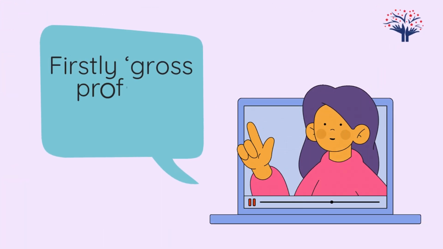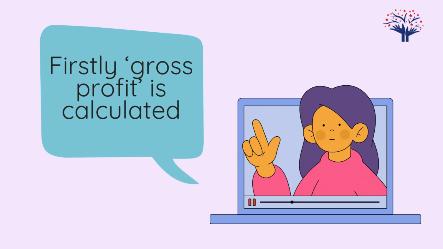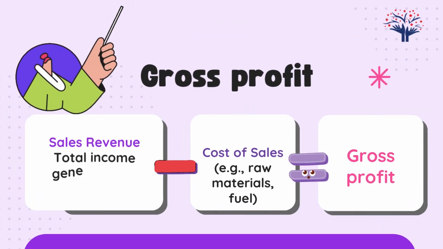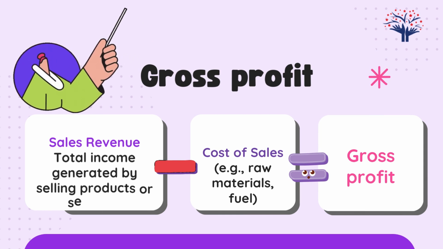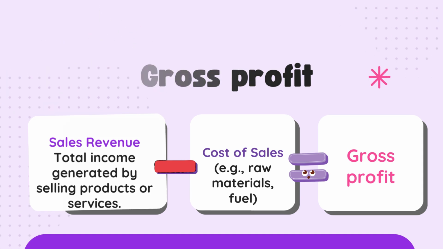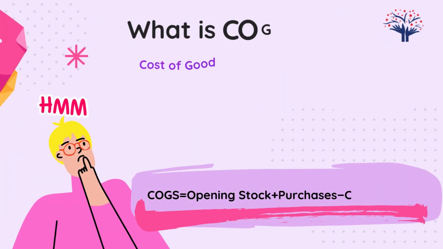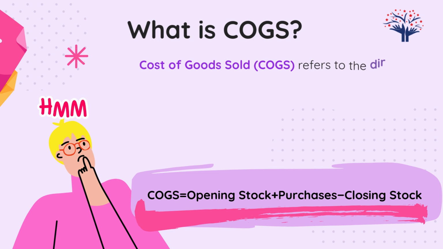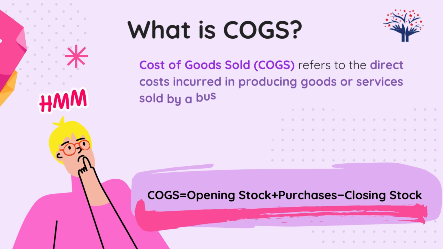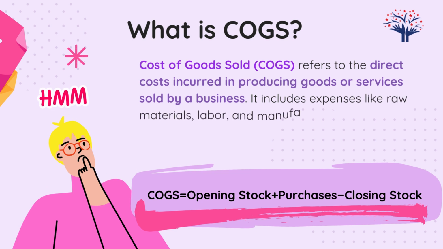First, we calculate gross profit. This is done by subtracting the cost of sales from sales revenue, giving us an idea of how much money the company makes from its core activities before considering other expenses. To find out cost of goods sold, or COGS, we use a simple formula. COGS equals opening stock plus purchases, minus closing stock. This formula helps determine the direct costs involved in producing goods or services sold by a business. It includes expenses such as raw materials and labor.